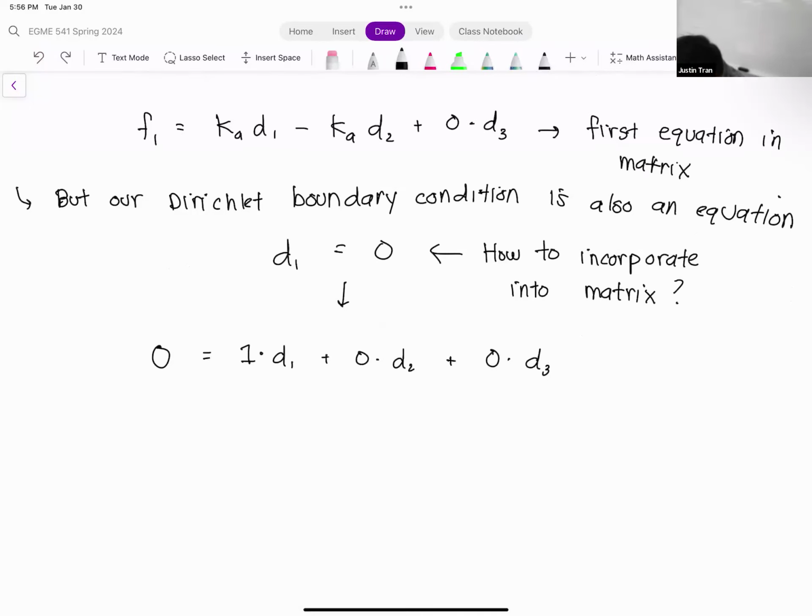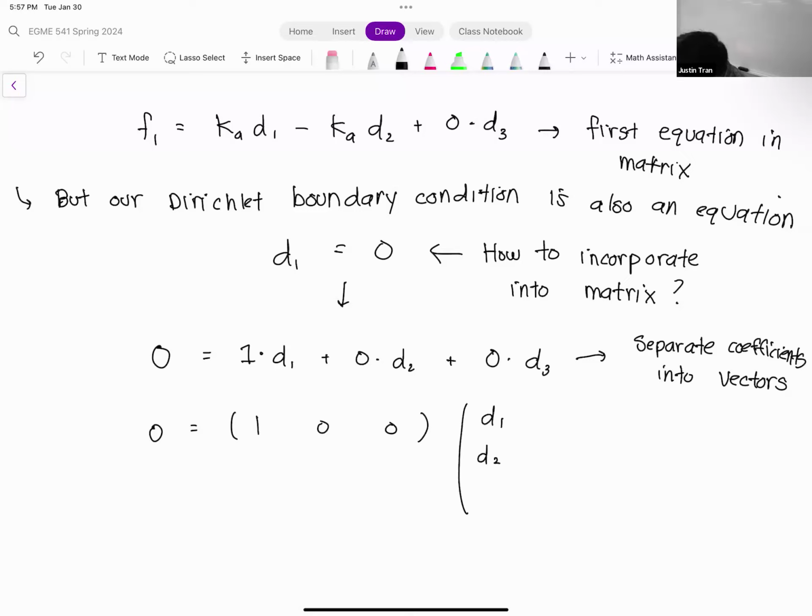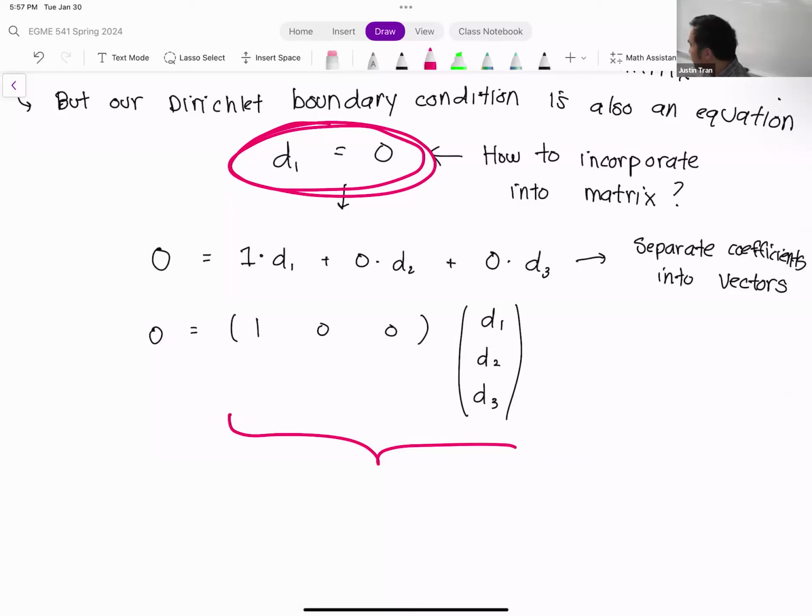Well, let me give it to you in a slightly different form. Let me take this equation and separate the coefficients from the variables into a vector. Let me do 1, 0, 0, multiplied by a column vector, d1, d2, d3. Now we're getting somewhere, because even though this is exactly equivalent to the simple equation d1 is equal to 0, we've put it into a form that looks very similar to our global linear system.